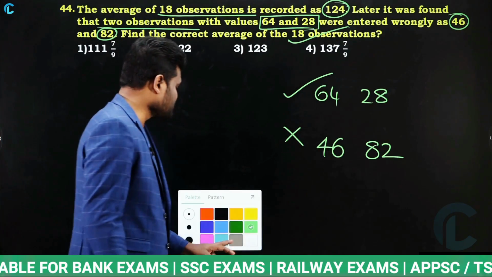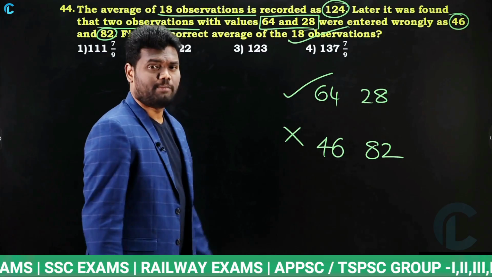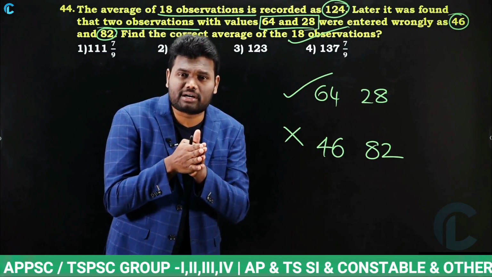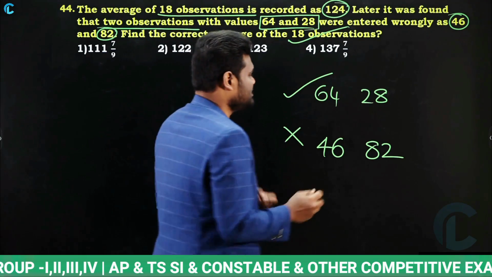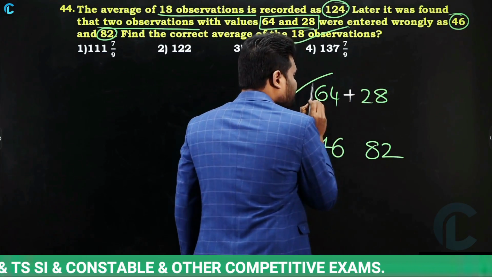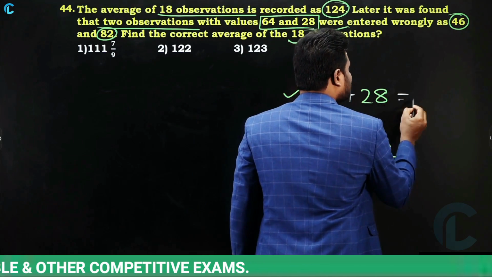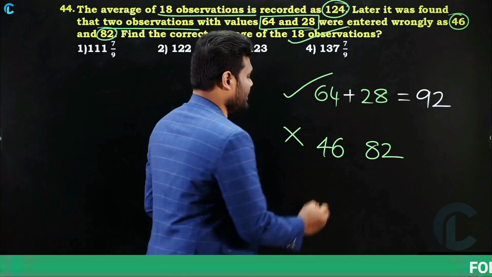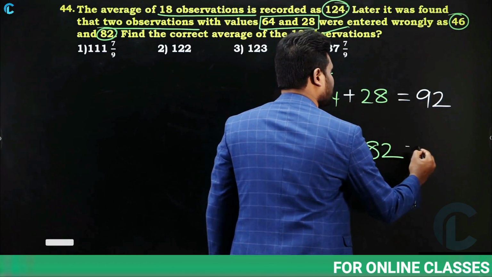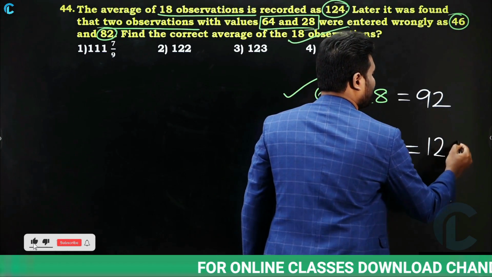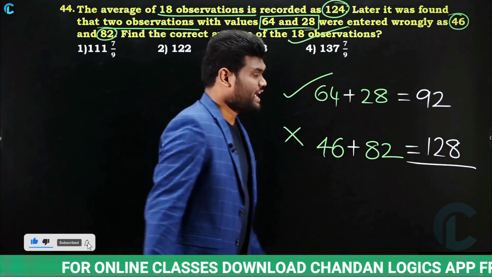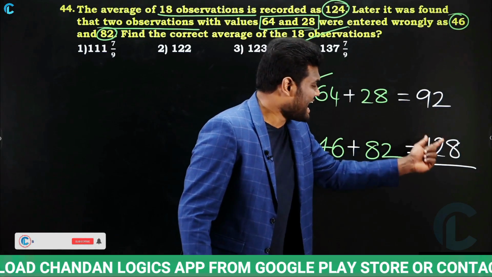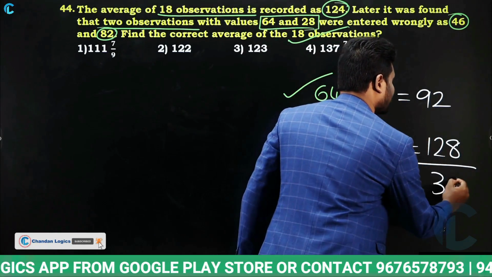Very simple, just observe here carefully. As you have 2 numbers, just add those numbers. If you add those numbers, it will again be a single number, just the same as our previous question. Now add it, 64 plus 28. What is 64 plus 28? This is nothing but 92. Yes or no? Similarly, if you add this, 46 plus 82 is nothing but 128. Now just take the difference. If you take the difference between 92 and 128, it is going to be 36.